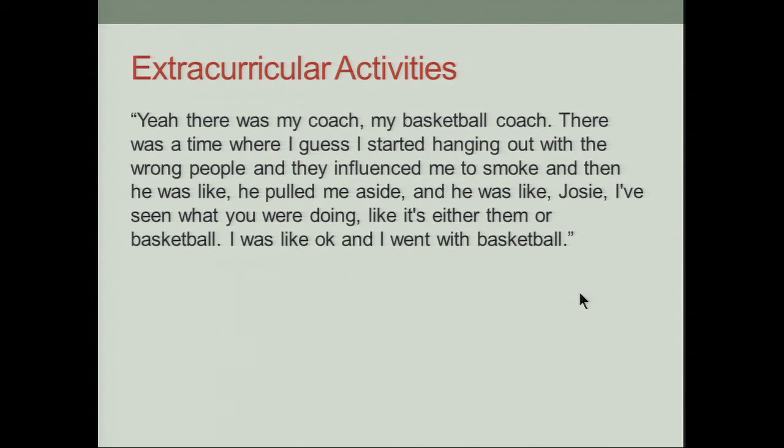And this participant talks about how her coach had a major influence on her at a vulnerable period in her life. And just so you know, I've changed her name in this quote just to maintain her privacy. She says, "Yeah, there was my coach, my basketball coach. There was a time where I guess I started hanging out with the wrong people and they influenced me to smoke. And then he pulled me aside and he was like, Josie, I've seen what you were doing and it's either them or basketball. I was like, okay, and I went with basketball."